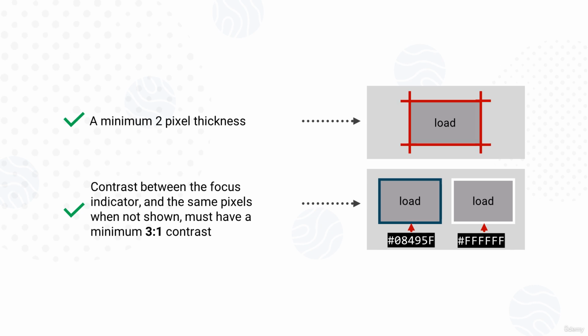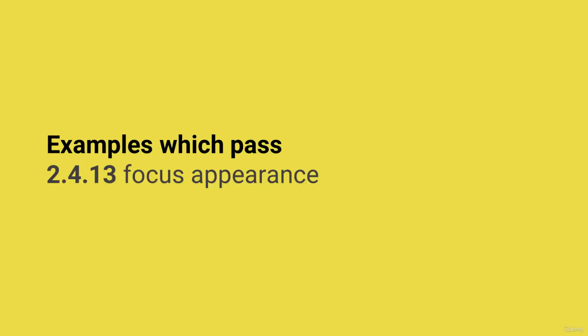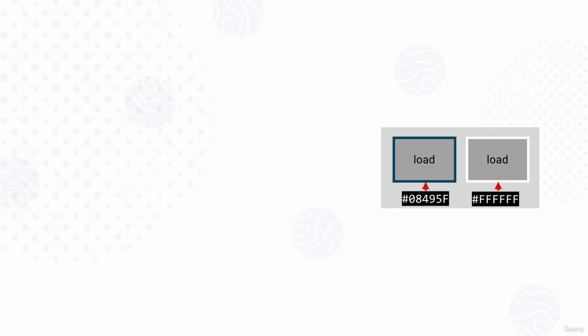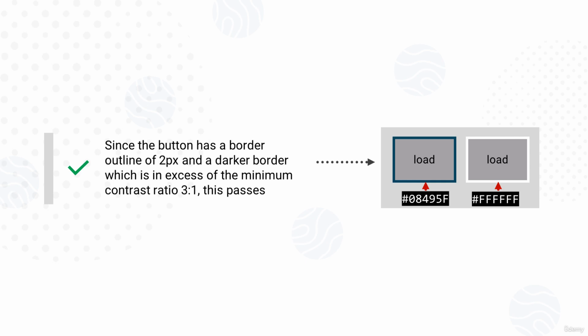This is because a low contrast change in state will be difficult for some users to discern. If an element's focus state is visually similar to its unfocused state, then they might not perceive the difference. So what exactly does passing this success criterion look like? Since the button has a border outline of 2 pixels and a darker colored border which is in excess of the minimum contrast ratio 3:1, this passes.